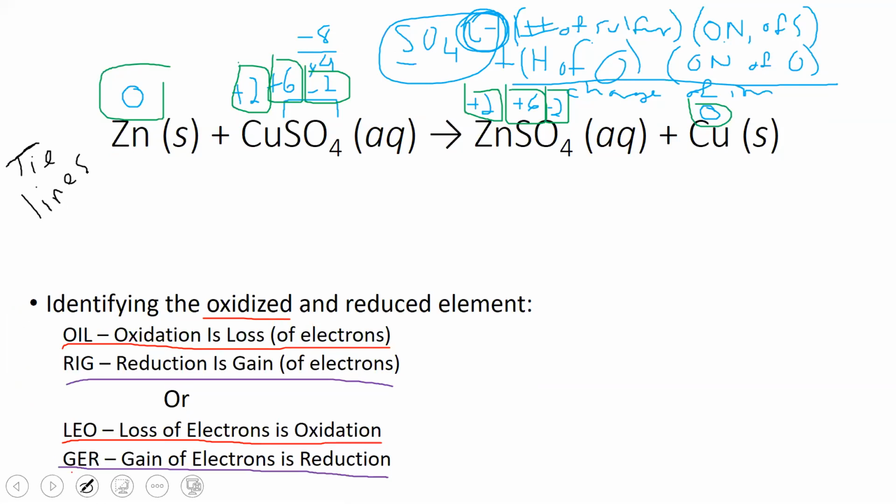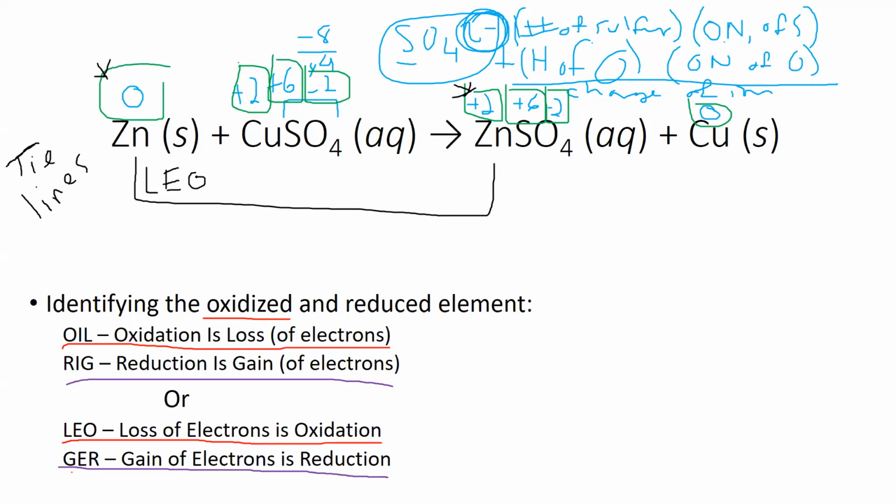So tie lines are as follows. If you look for the oxidation numbers that change, for example, zinc changes its oxidation number from 0 to +2. If it goes from 0 to +2, the charge has changed, and if the charge goes up, it means it's lost electrons. And so we mark that as either Leo or oil. It's lost electrons, its oxidation number has gone up.